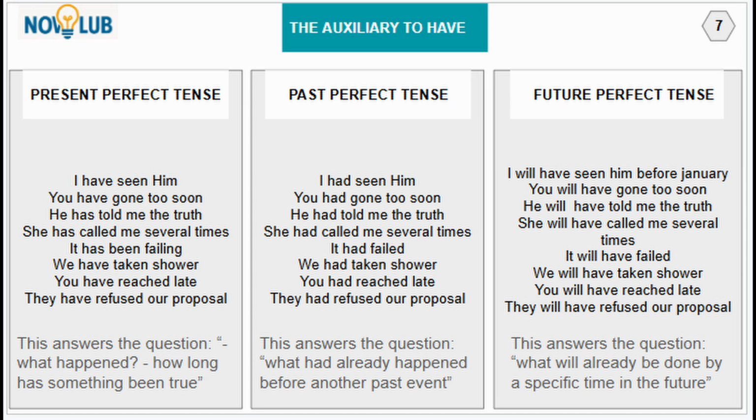The action of eating will have already passed. I will have finished eating, you see. So that is future perfect tense. It answers the question, what will already be done by a specific time in the future. If you delay, if you come late, I will have finished everything.